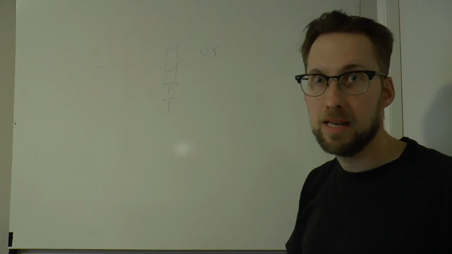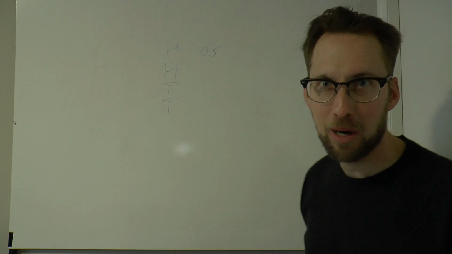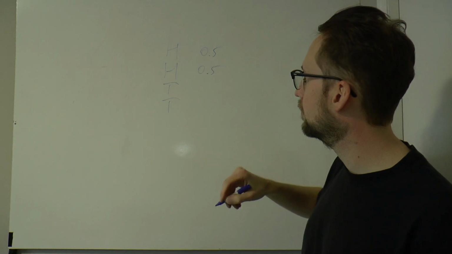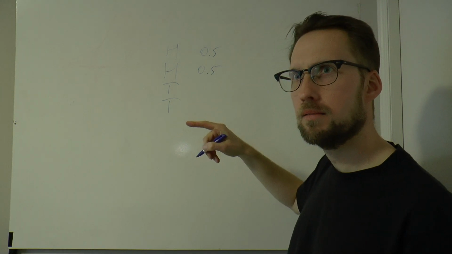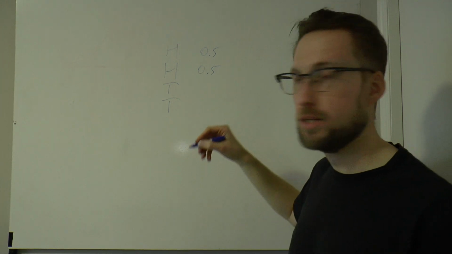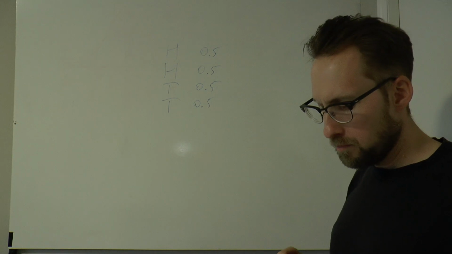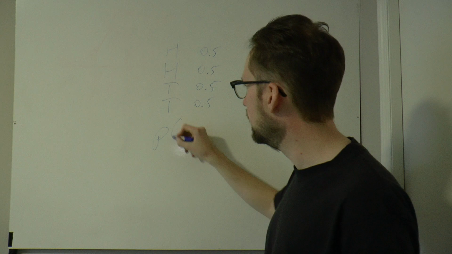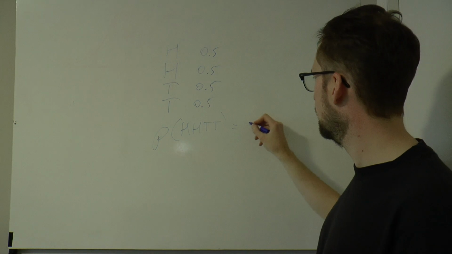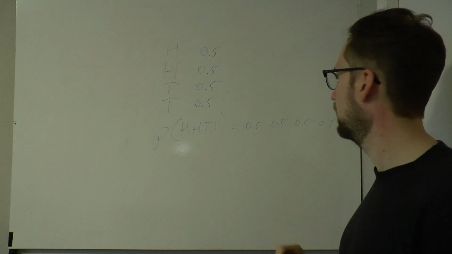There aren't any other flavors unless the coin lands on its side, but that is very unlikely to happen in our world. What's the probability of tossing heads? 0.5. Probability of tossing tails? 0.5. Okay. Now, what is my probability of heads, heads, tails, tails? Well, it's going to be something like 0.5, 0.5, 0.5, 0.5.